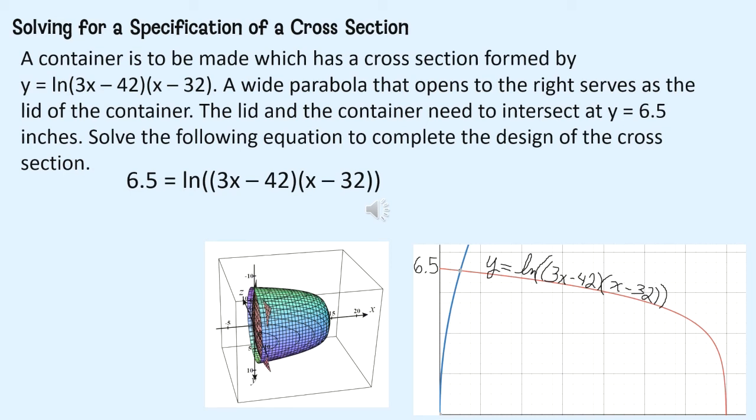Functions can be used to model objects. For example, we might be wanting to make a container like a compost bin, and it will have a cross-section given by y equals natural log of 3x minus 42 times x minus 32. A wide parabola that opens to the right will serve as the lid, and it'll fit snugly into the top of our container. In order for the specifications to be what is desired, those two curves need to intersect at y equals 6.5 inches. That then gives us the equation 6.5 equals natural log of 3x minus 42 times x minus 32. Again, the parabola is part of the overall design, but at the moment we're trying to find what value of x is going to make the other part of the curve that actually forms the container equal to 6.5.